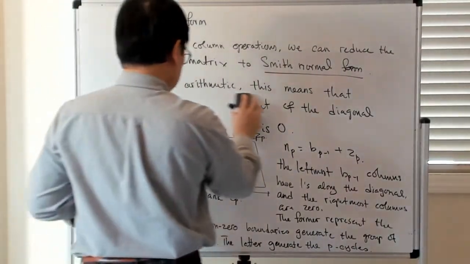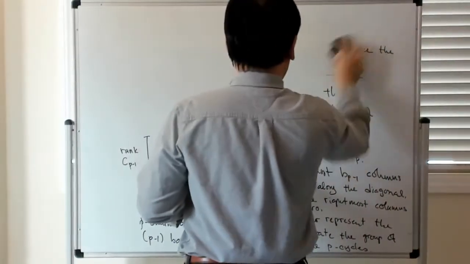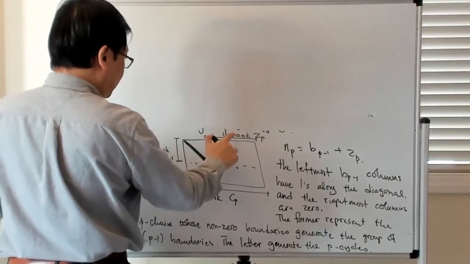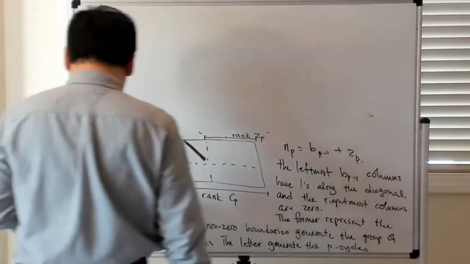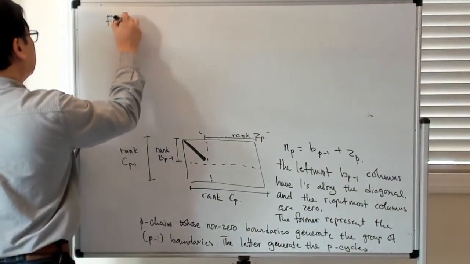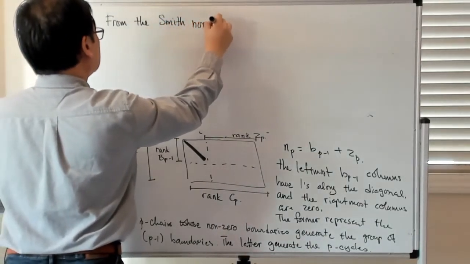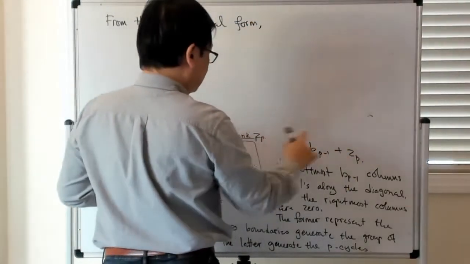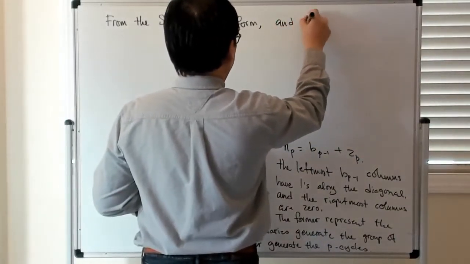Okay. So once you have everything in Smith normal form, you know exactly the rank of B_{P-1} and the rank of Z_P. Okay. So obviously now you're in a position to write down the Betti numbers, right? So from Smith normal form, and knowing the rank of the chain groups, right?